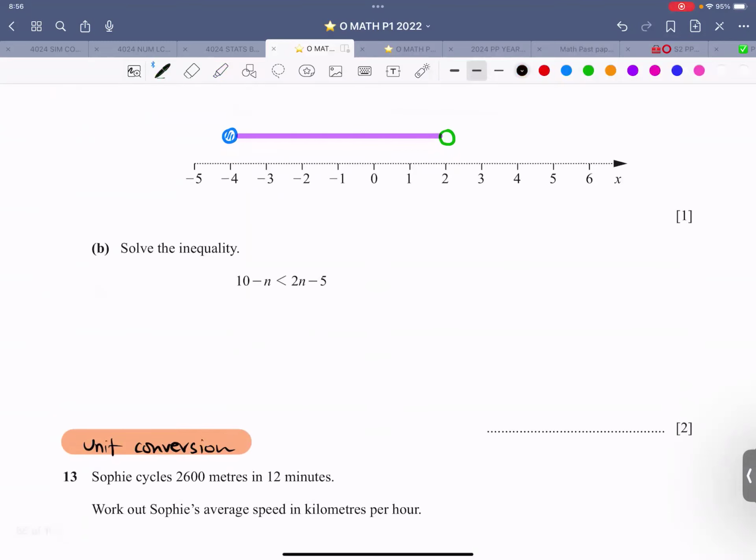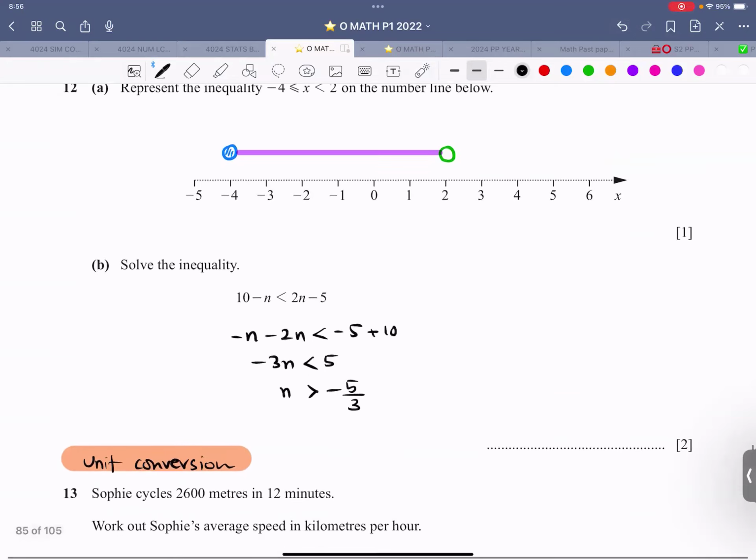Solve the inequality. 10 minus n is lesser than 2n minus 5. So therefore, negative n, negative 2n is lesser than minus 5 plus 10. Negative 3n is lesser than 5. Divide both sides by negative 3. Inequality flips. n is greater than 5 over 3 with a negative sign. So n is greater than negative 5 over 3.